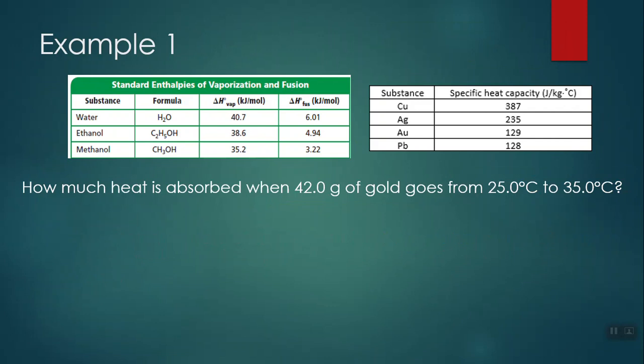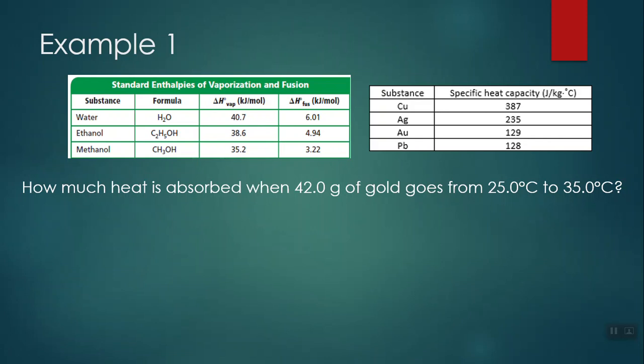So the first thing here I want to point out is that I gave you tables of specific heat capacities of 4 different metals, and over here on the left we have the molar heat of vaporization and the molar heat of fusion of water, ethanol, and methanol. So you need to figure out which value we're going to use for all of the problems that we're going to look at today. So the first problem says, how much heat is absorbed when 42.0 grams of gold goes from 25 degrees Celsius to 35 degrees Celsius?